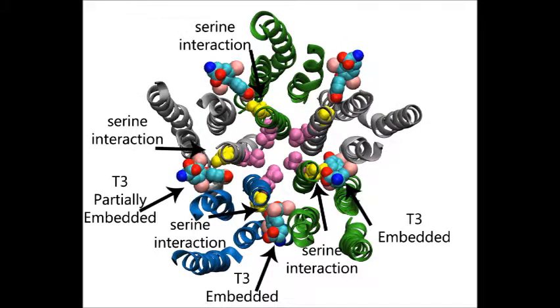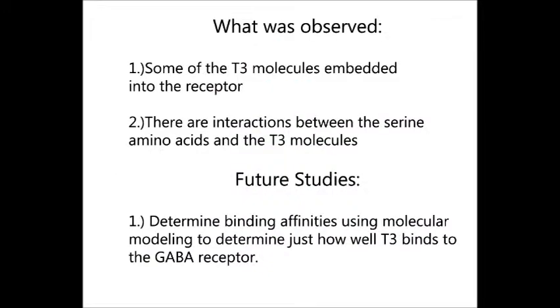We believe that T3 molecules bind well with the GABA receptor because the molecules embed themselves into the receptor and interact with the serine residues. Our future studies will focus on the binding affinity of T3 for the GABA receptor to further test our hypothesis.